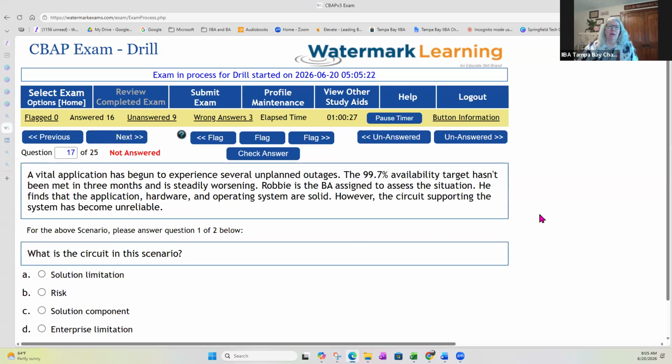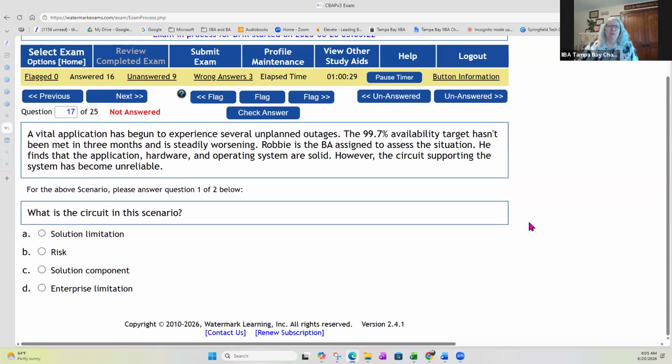Okay. A vital application has begun to experience several unplanned outages. The 99.7 availability target hasn't been met in 3 months and is steadily worsening. Robbie is the BA assigned to assess the situation. He finds the application, hardware, and operating system are solid. However, the circuit supporting the system has become unreliable. So this is a solution performance situation. He's got a solution.